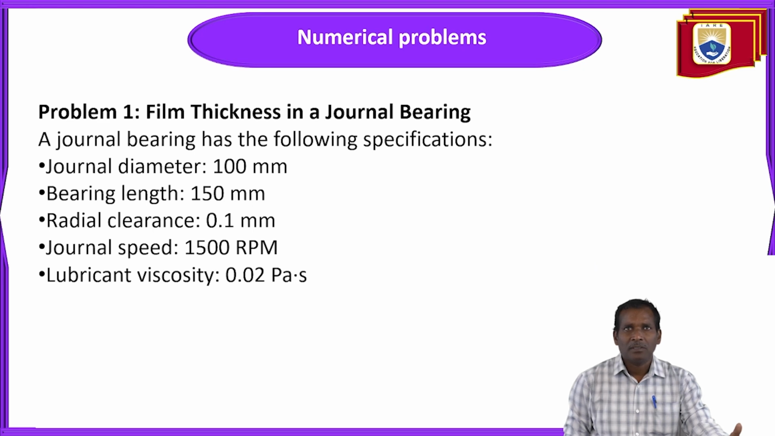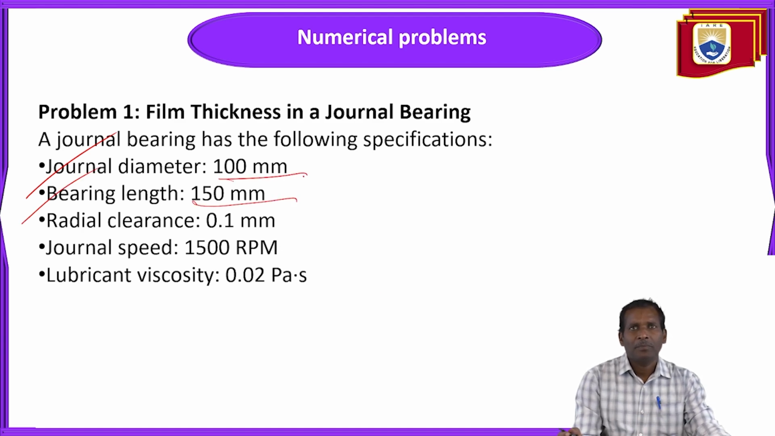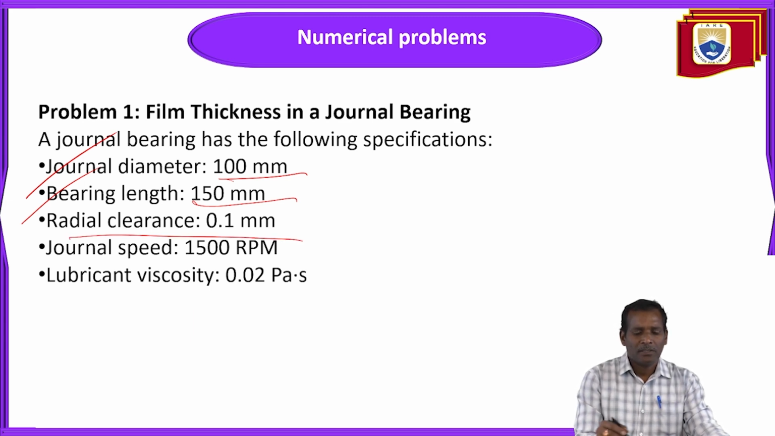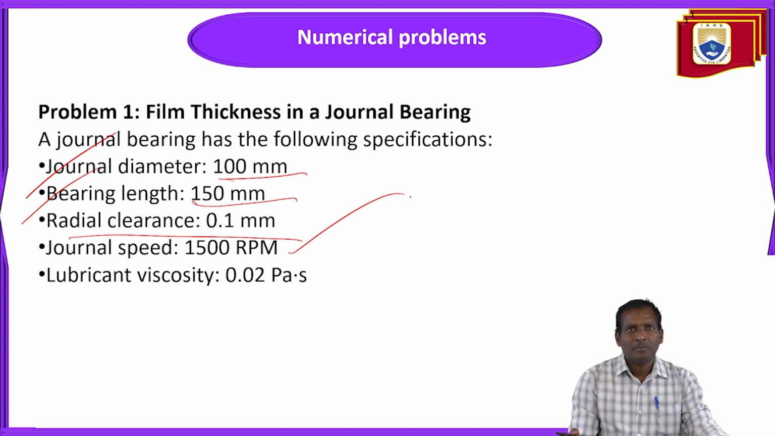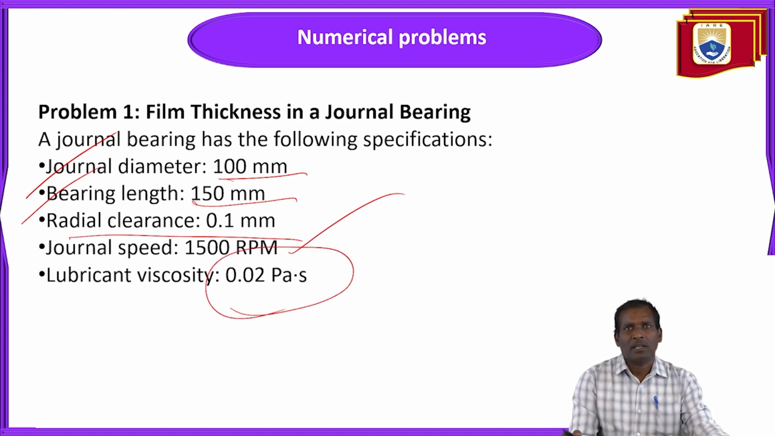So here, see problem 1, the film thickness in a journal bearing. The journal bearing has the following specifications: the journal diameter 100 mm, bearing length 150 mm, and radial clearance is 0.1 mm. The journal speed is 1500 rpm. The lubricant viscosity is 0.02 Pascal second.